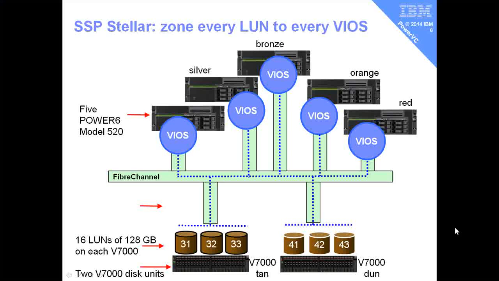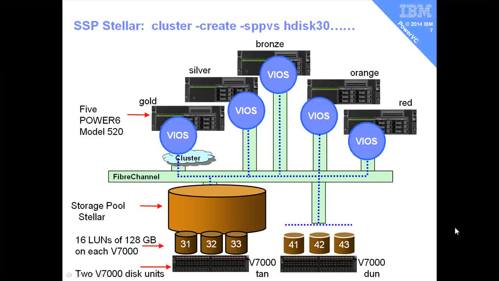On the V7000s it says sort of, are you sure about this? You don't normally have a LUN online to more than one server, but in this case this is exactly what you do need. Then we're going to run at the top here the cluster create command and give it a list of the disks. This is the sort of starter pack, and we do that on one particular VIOS server. In this case it's in the gold machine.